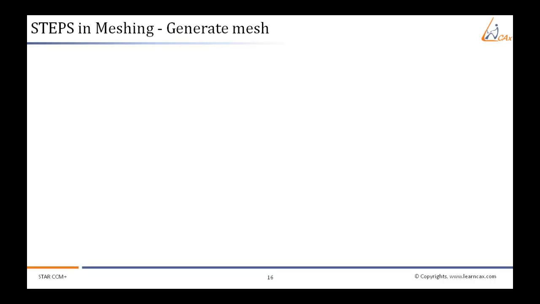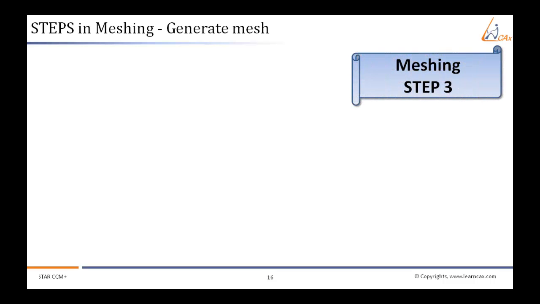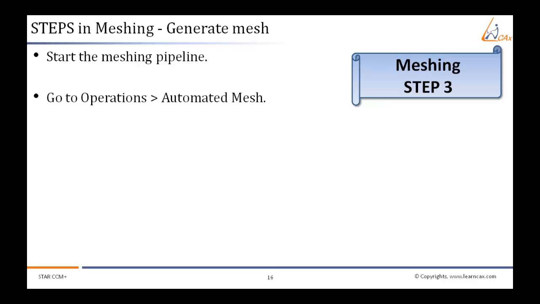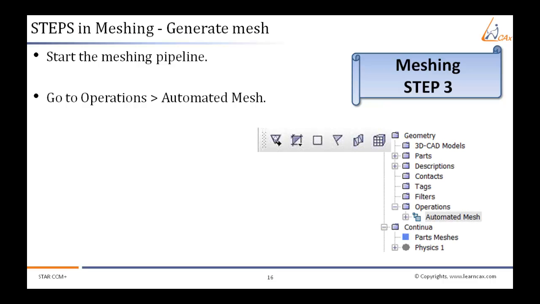The third step is to generate mesh. For this, we have to start the meshing pipeline. Go to Operations, then Automated Mesh. Right-click and select Execute, or press the Generate Volume Mesh button in the toolbar.